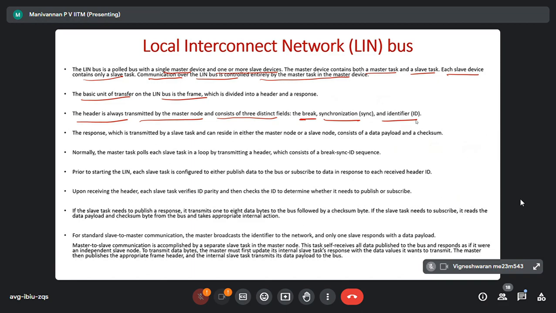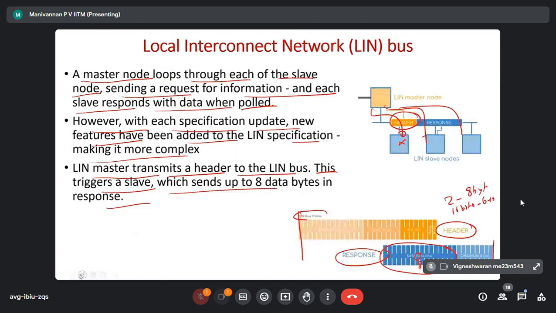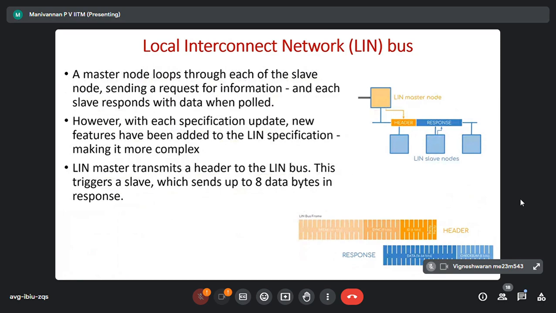Correct? Again, I will show this. You can see here. Break field, sync field, and identifier. Of course, the parity also is there. These 3 fields, they are called fields. Field 1, 2, 3. Together, they are called a header. This is sent by master. Slave consists of data field and checksum, CRC.